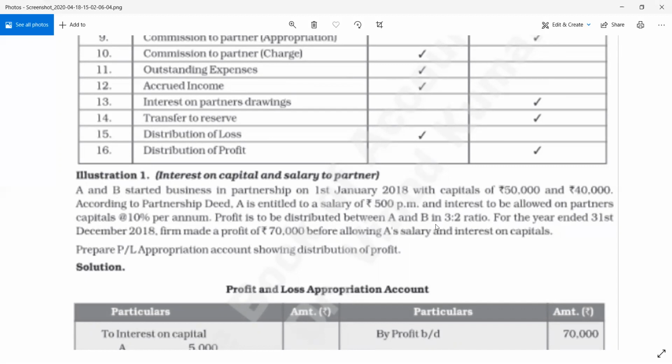Profit is to be distributed between A and B in 3:2 ratio. उसके बाद जो प्रॉफिट बच जाएगा, that will be distributed among the partners in the 3:2 ratio, ठीक है। Then the last one, for the year ended 31st of December 2018, firm made a profit of 70,000 before allowing salary and interest on capital.